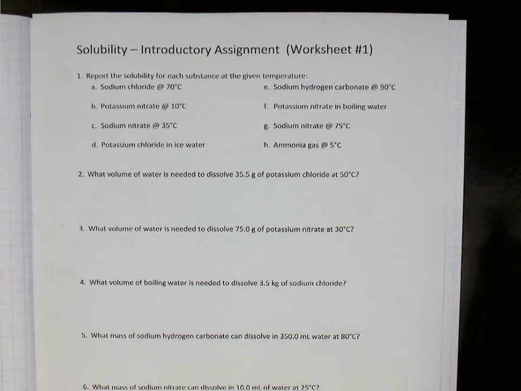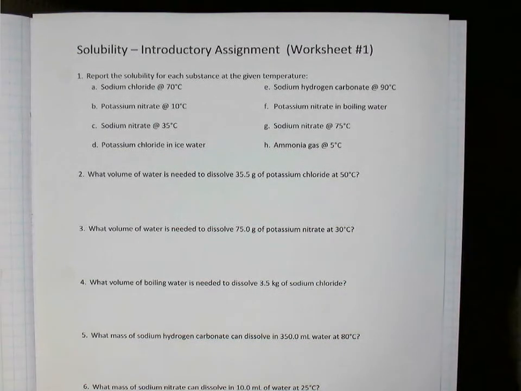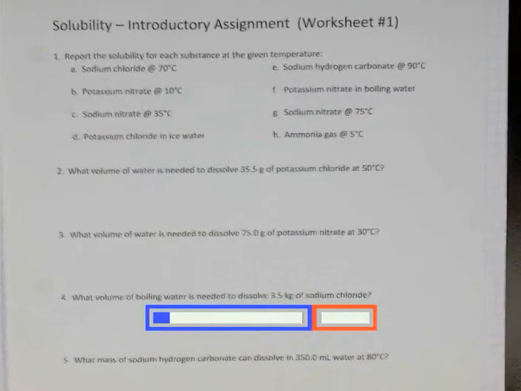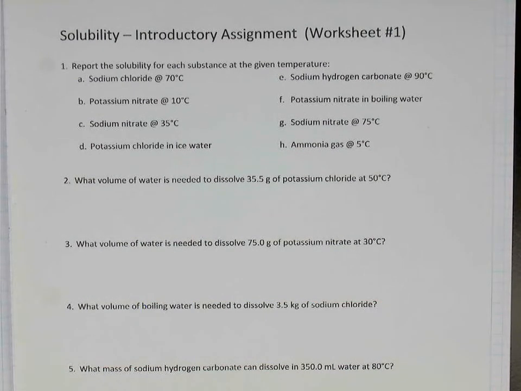In this video, we're going to go over the introductory assignment for solubility. This is on page 74 in your science booklet for advanced science, grade 9. This is the more mathematical topic in the course. Things get a little bit more difficult mathematically. However, this first assignment starts off with hopefully a little bit of an easy start.